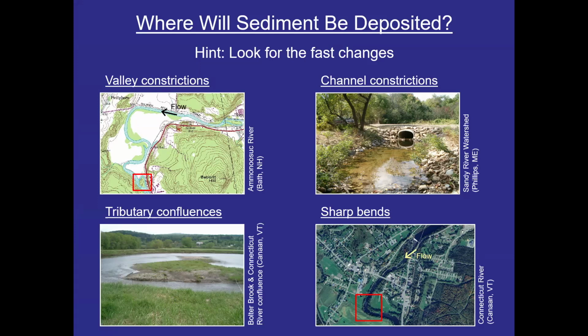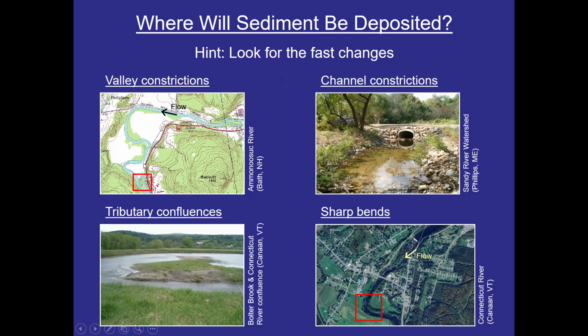When I'm involved in a dam removal assessment, I'm looking for places that sediment might accumulate. Once we've identified those places, then we consider, are there potential impacts to infrastructure or high quality habitat? So the things you're looking for are valley constrictions downstream. Most of these are not related to dam removals. I'm just trying to illustrate the types of things you're looking for, and I'm showing dramatic examples.